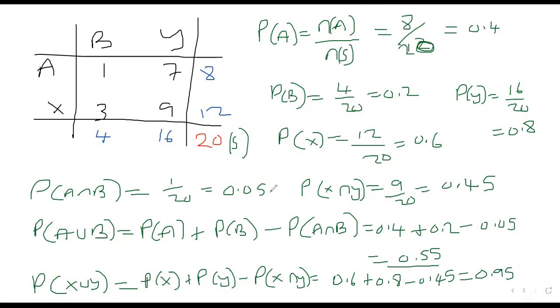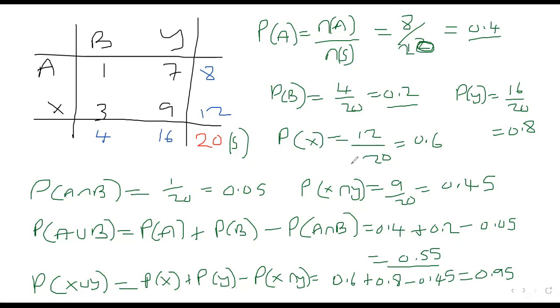So what's the complement of A? If A is 40%, what is the complement of A? 0.6. How about the complement of B? If B is 0.2, what is the complement of B? 0.8, correct. So I've taught everything you need to know about contingency tables.